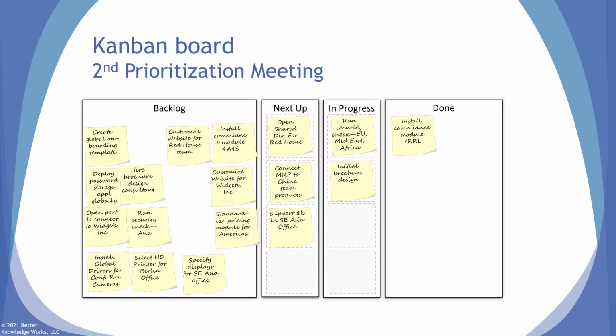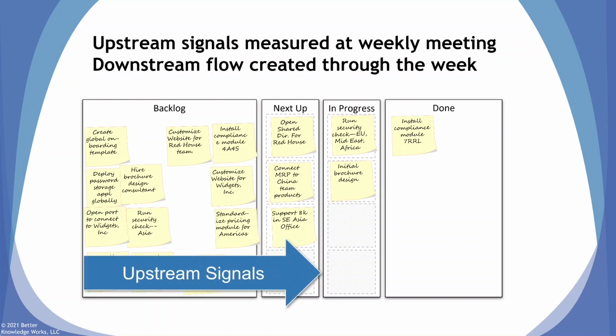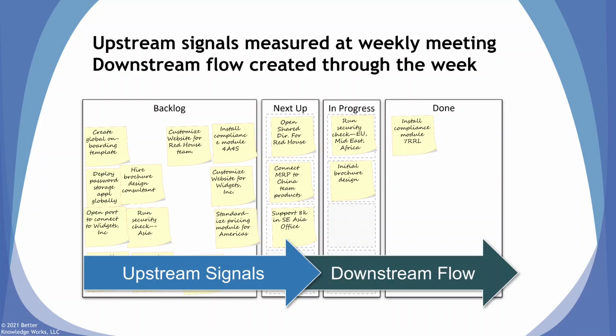That happens. It doesn't matter how long something's been in backlog. What matters is that each week, taking the information we have, we do the most important thing as we understand it today. So you see how the upstream signals are measured at the weekly prioritization meeting, and the downstream flow is created by the IT team during the week. The prioritization is just in time, elevating to next up those tasks that will keep the team working until the next meeting. There's no need to prioritize more because next week the information will change. When new tasks come into backlog, we'll make those decisions then.